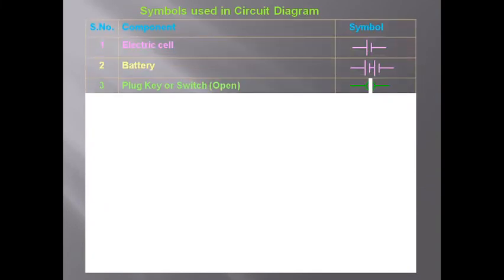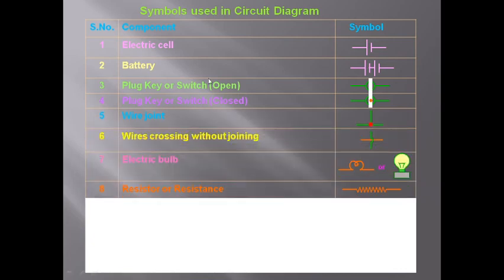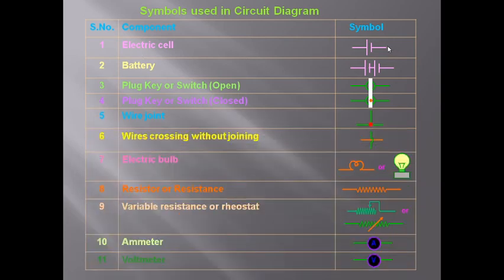Now these are some symbols used in electric circuit diagrams. For an electric cell, we use this symbol, simple one positive electrode, the other is negative electrode. A battery is made up of more than one cell in series or parallel. Plug keys we can use, it is an open circuit, open key, then closed circuit we use the dot. Wire joint we use on this side. The wire crossing without joints, this symbol.